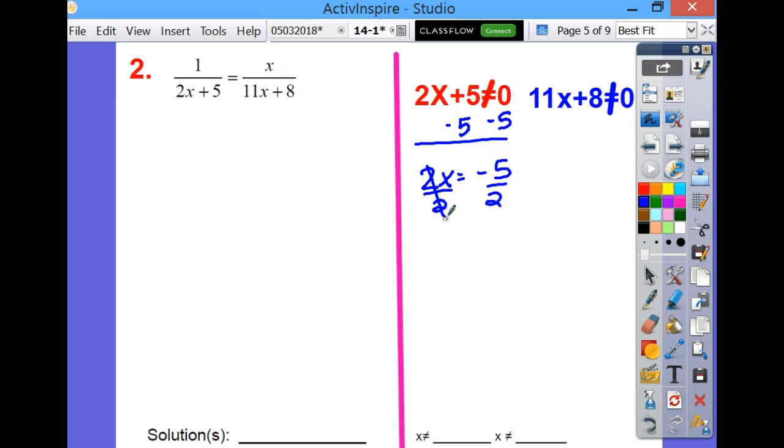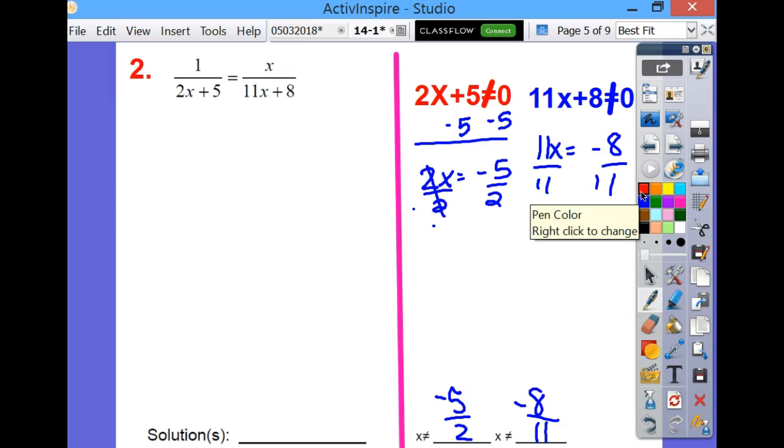hopefully, by now, you can solve a problem like this in your head. If you can solve a problem like this in your head, this is one place where you can skip showing the work. Hopefully, by now, we can start solving simple equations in our head. This is what x is not equal to. Over there on this side, we need to find out what x is equal to.